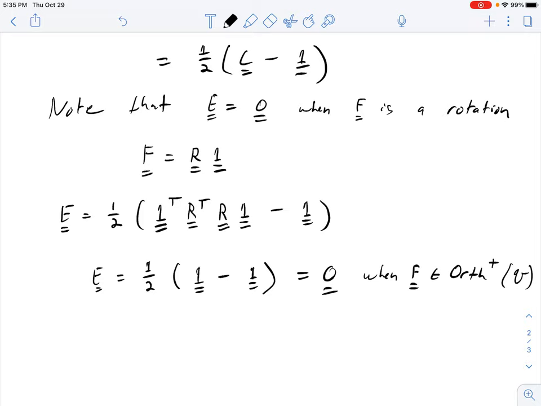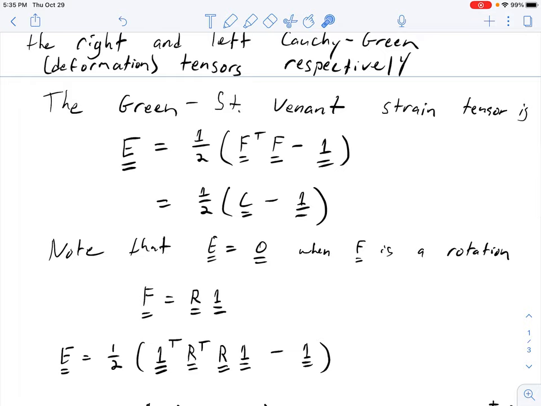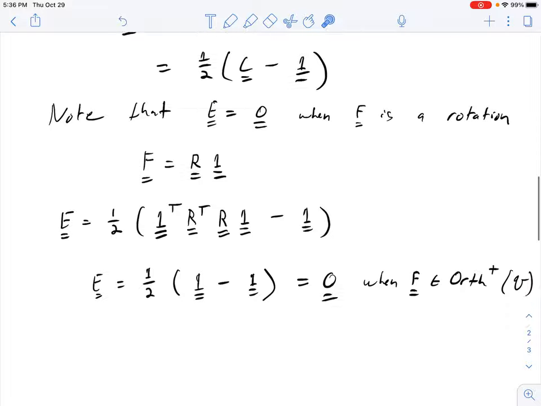All right, so because it doesn't register rotations as strains, no matter how big the rotations, that makes this a very useful measure of strain for nonlinear elasticity theory.